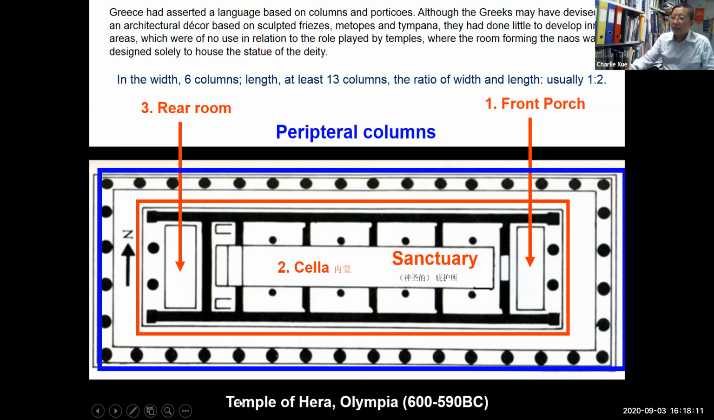Okay, and this is the Temple of Hera. Hera is a god's name, in Olympia. Olympia is now a city, but at that time it was the name of a place. Here we can see there are 6 columns. With 6 columns, you will have 5 bays here. In this direction, there are 13 columns. Their distances are the same.